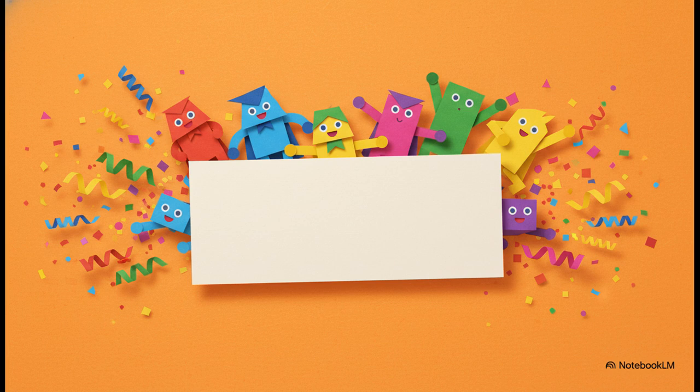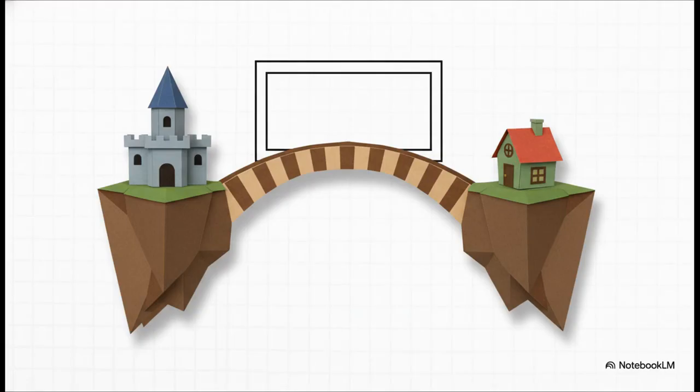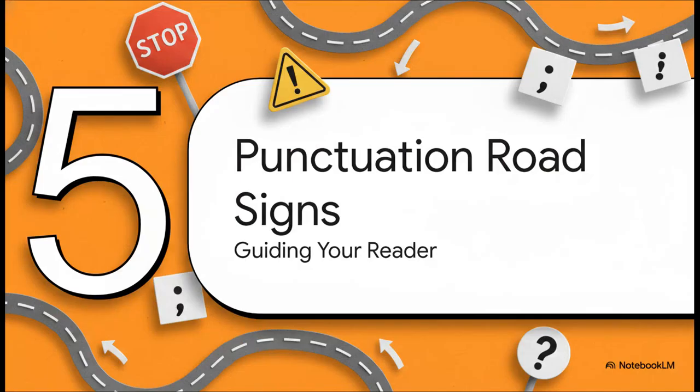You just have to meet the FANBOYS. And here they are: for, and, nor, but, or, yet, and so. FANBOYS. These guys are called coordinating conjunctions, and their main job is to build a bridge between two equally strong and independent ideas.